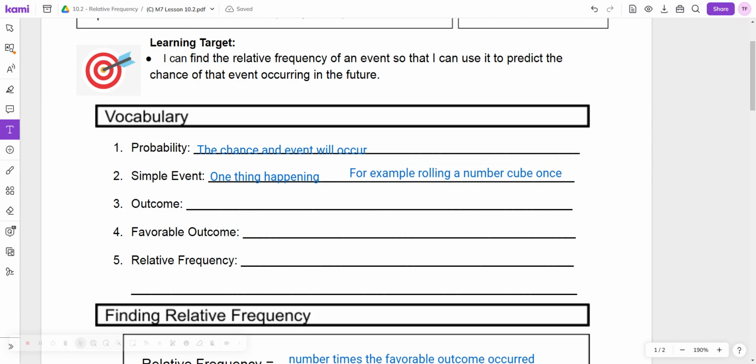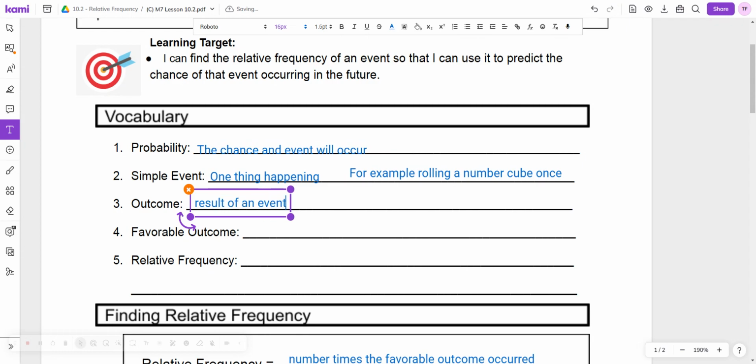We'll go. All right, outcome. An outcome is just basically the result of an event. I feel like I can type it just as fast. All right, a favorable outcome is the result that you want to have happen. So the result you want.